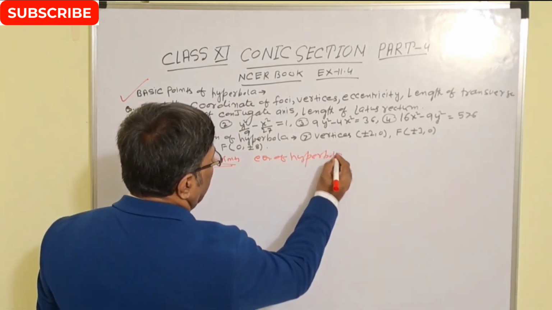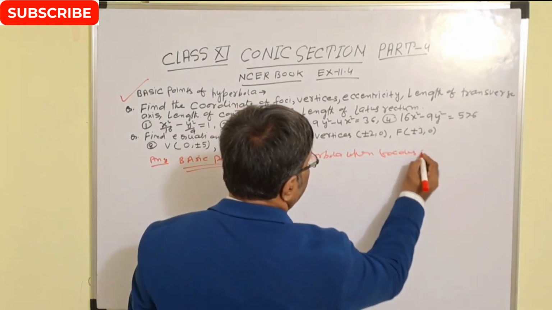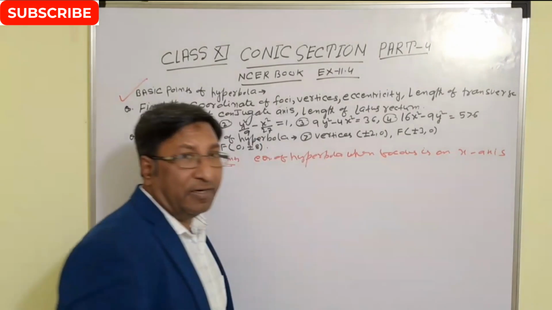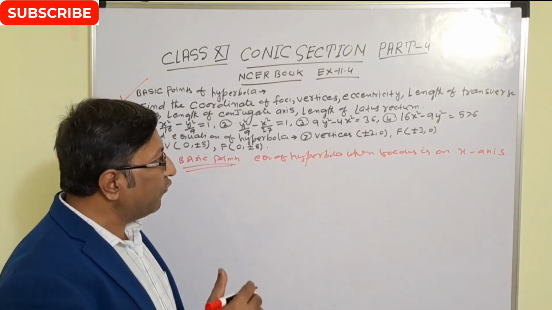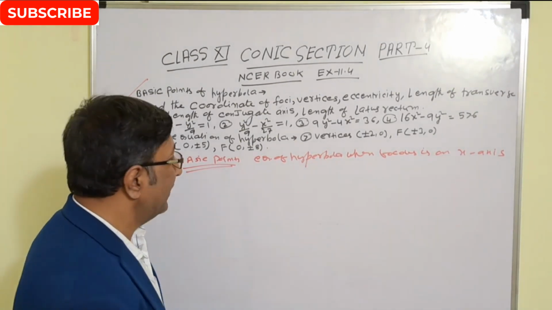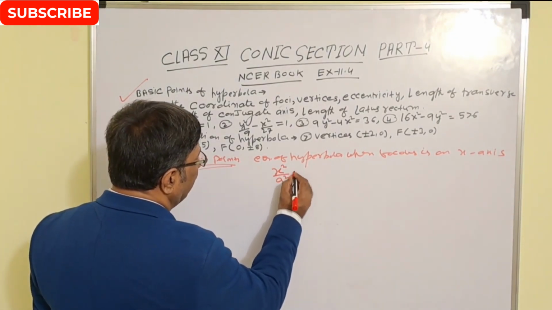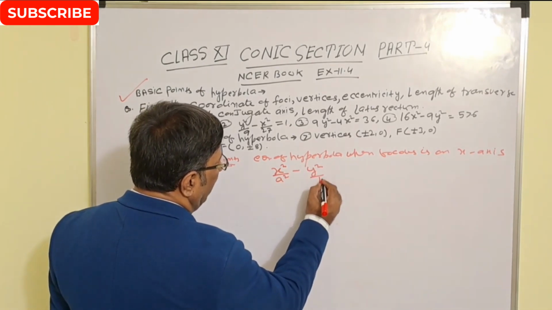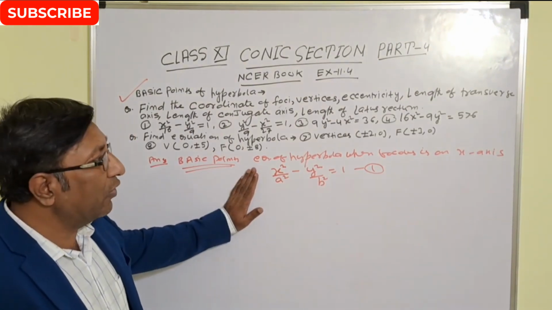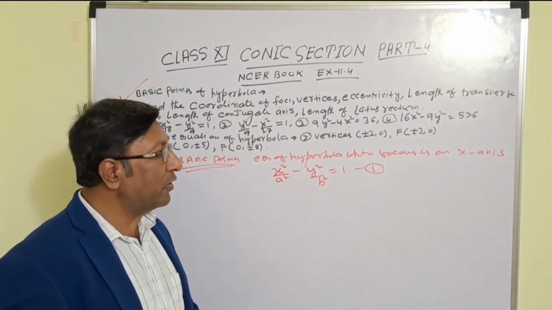hyperbola. Equation of hyperbola when focus is on x-axis. So what is the standard equation of hyperbola when the foci of hyperbola are on x-axis? So the standard equation will be x square upon a square minus y square upon b square equal to 1. This is the standard equation of hyperbola along the x-axis. That is the equation of hyperbola when foci of hyperbola are on x-axis.